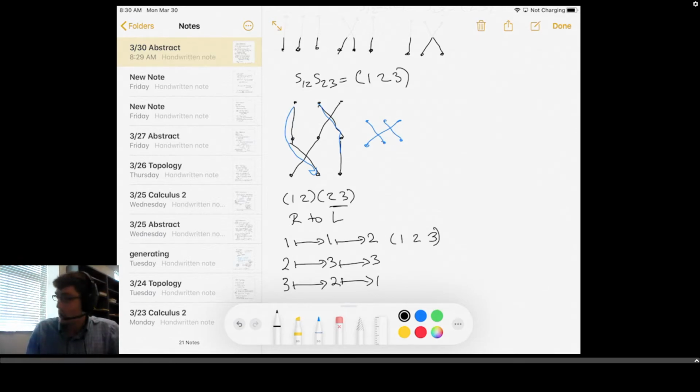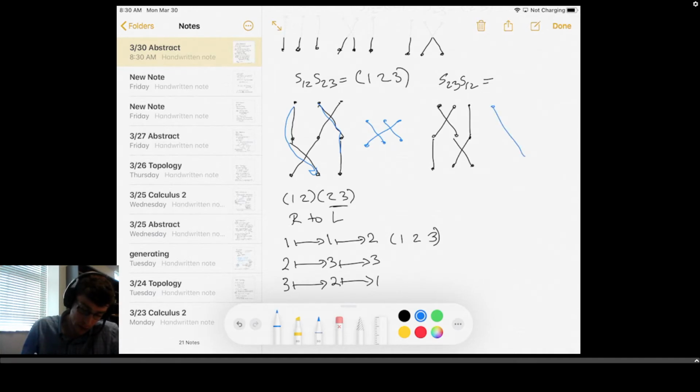Okay. So, I don't see questions. So S23, S12. So here, 1 goes to 2. I can just do it the concatenation way for now. And then 2 goes to 3, 3 goes to 2, this is fixed, and so this is really 1 goes to 2 goes to 3, 2 goes to 1 goes to 1, and 3 goes to 2.